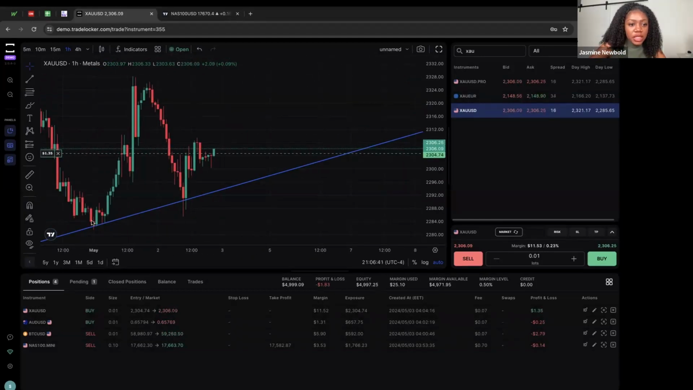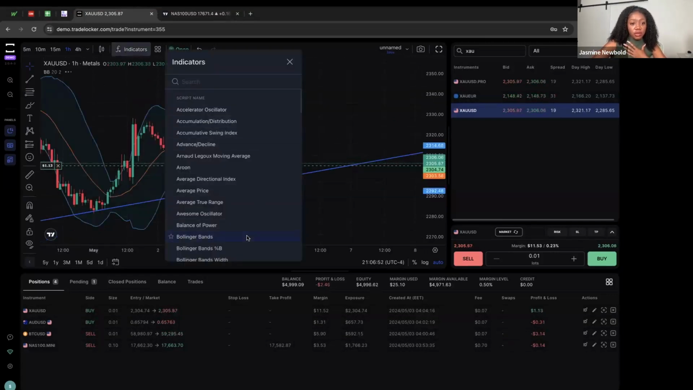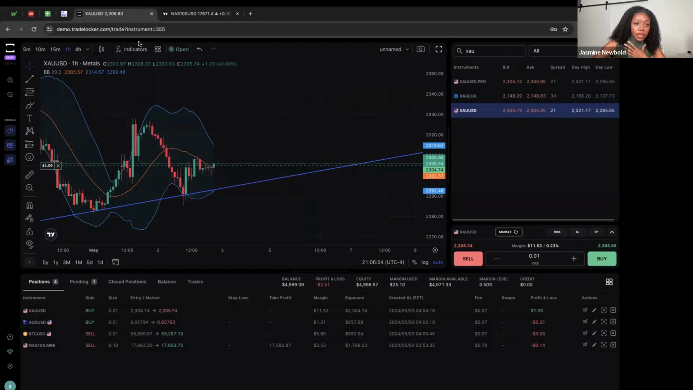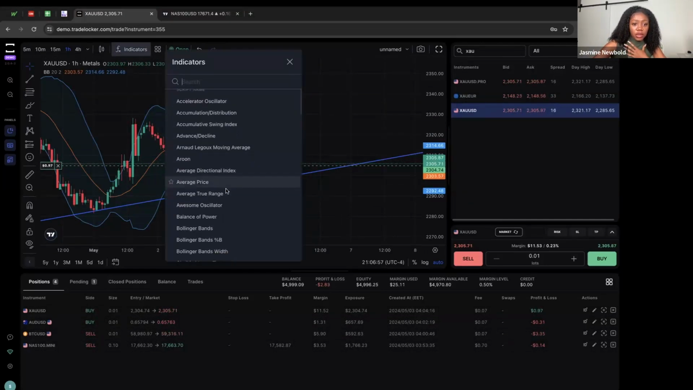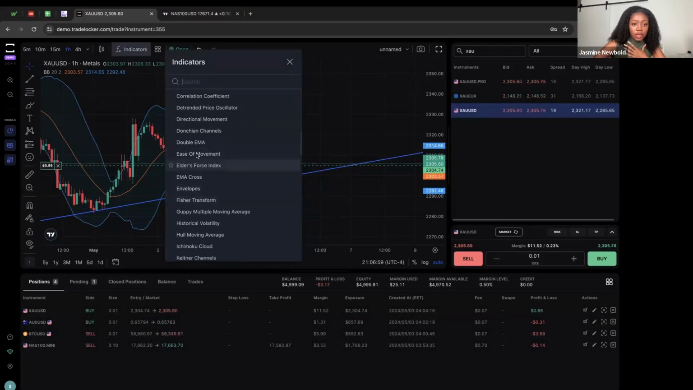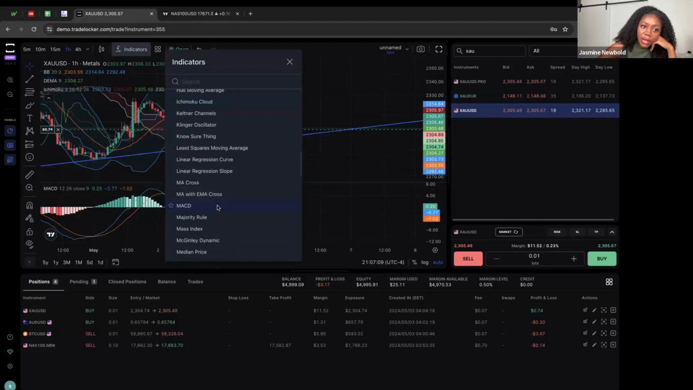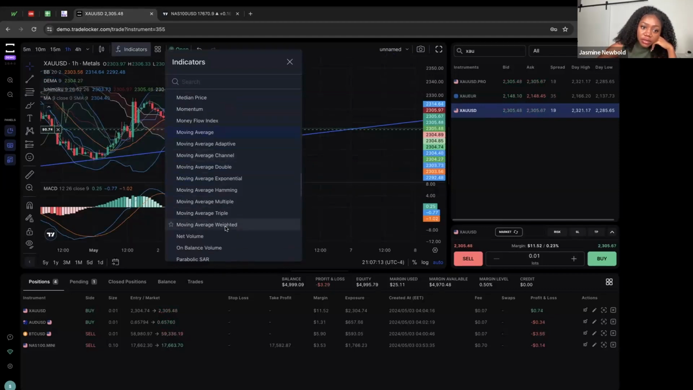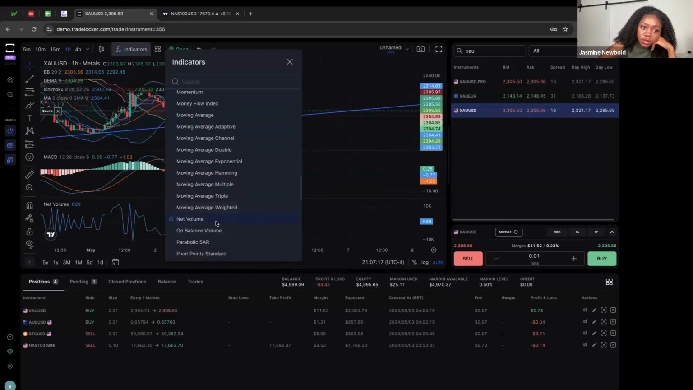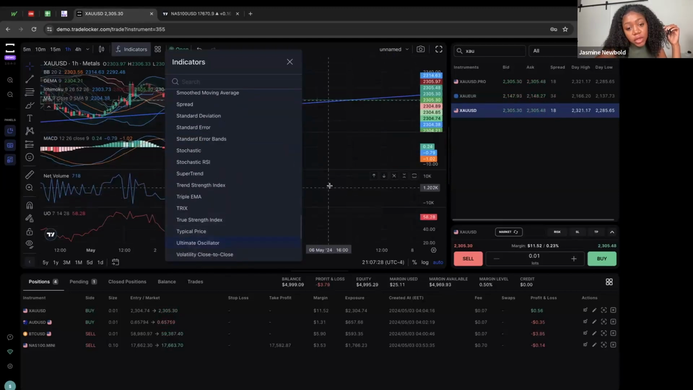Can you have unlimited indicators? Yes, as far as I know, you can use as many indicators as you want. Get the Bollinger Band right there. See, another one we can just throw on here. Let's test this out real quick. Double EMA, Ichimoku, MACD, moving average, ooh, net volume, ultimate oscillator.